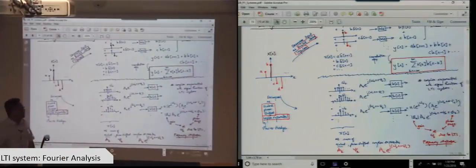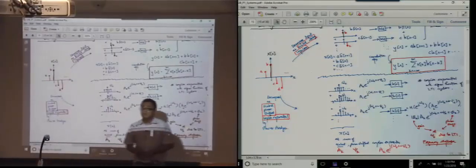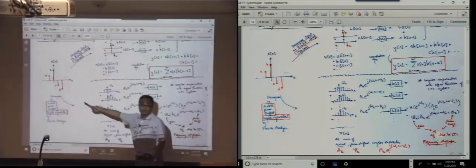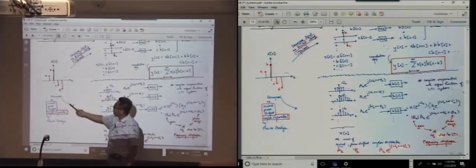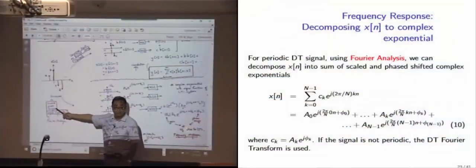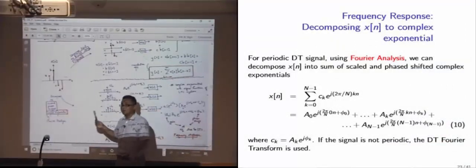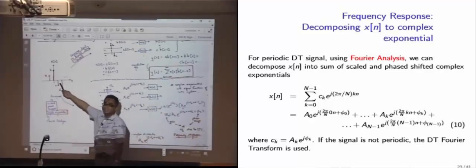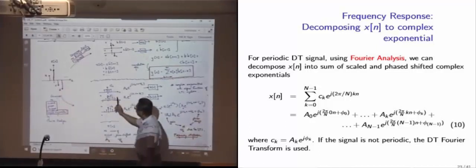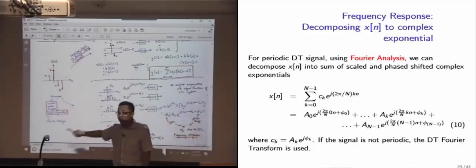What is he trying to show you? I will break my same input into... I'm going to decompose my input into scaled, phase-shifted complex exponentials. So then you'll be wondering, why in the world would you want to break these four guys into complex exponentials? Complex exponential is very complicated, right? Something rotating.